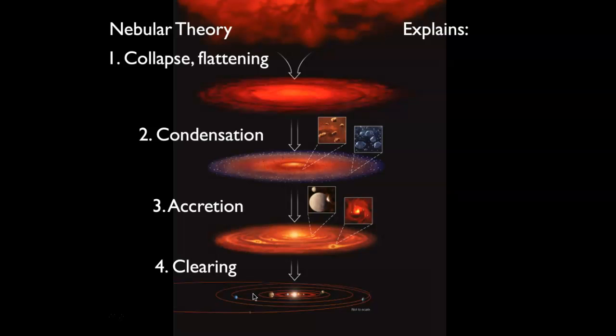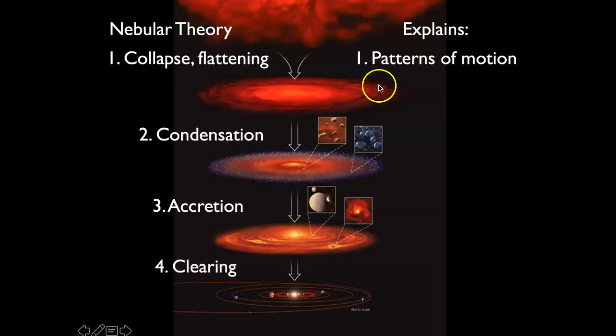So that's the step-by-step of the nebular theory. Right? Now, let's review. Does this theory actually accomplish the things that we wanted to accomplish? Does it explain the things that we wanted to explain? Does it explain the patterns of motion? Yeah, right? Why is it that all of the planets orbit in a thin plane? Well, because all of the planets formed out of this thin disk.